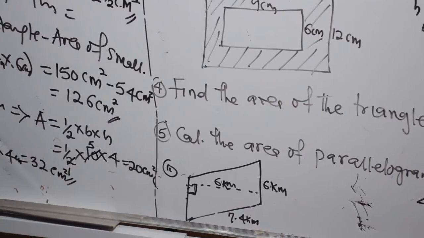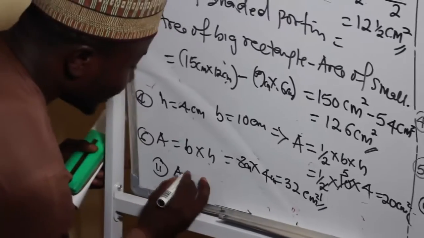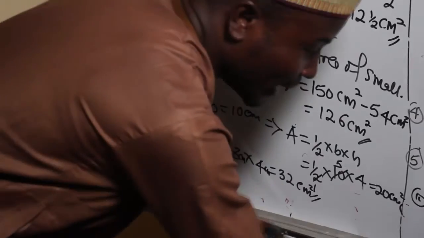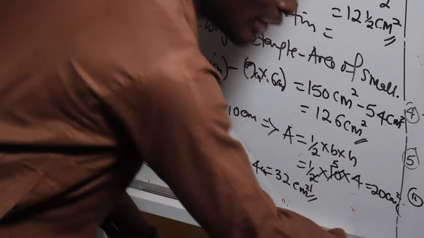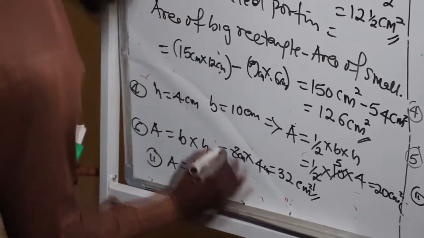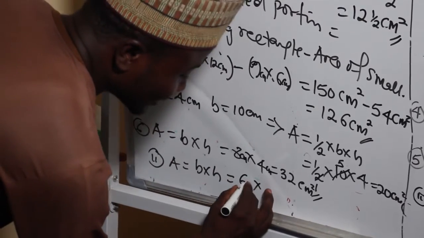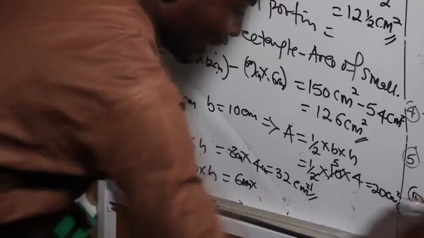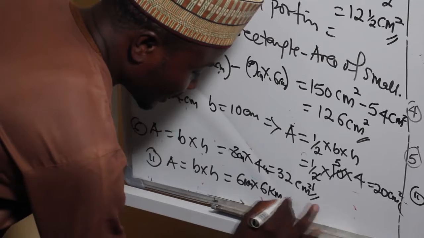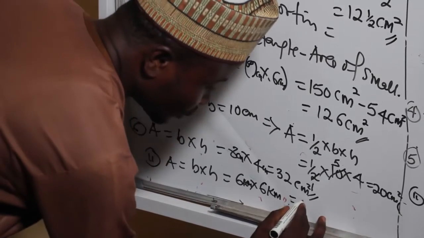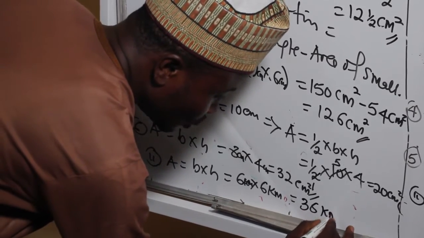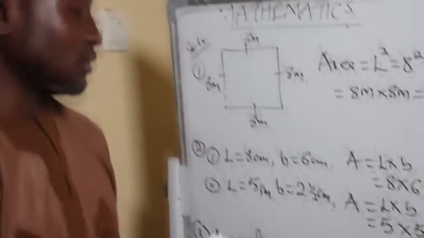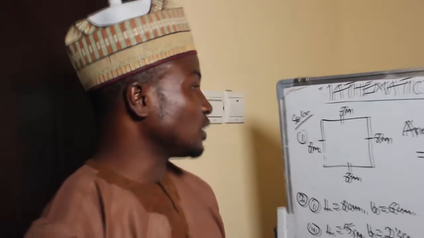So now the last one there, Roman 2, the area is now going to be equal to base times height. And in that case, our base, as we said, is going to be 6 kilometers, not 7.4. Take note. It's going to be 6 kilometers times our height, which still remains 6 kilometers. So definitely the area now is going to give us 36 kilometers square. So that is how we calculate the area of some basic shapes, which are plane shapes.